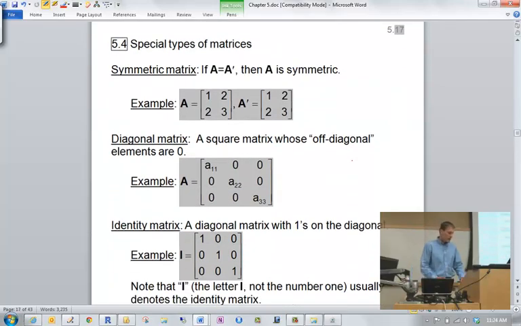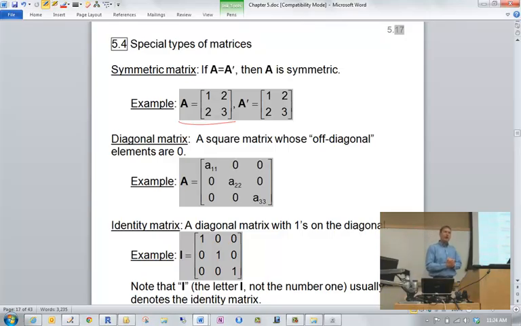Okay, so some special types of matrices will pop up now and then again. We can talk about a symmetric matrix. That just means that if you have a matrix A, you take the transpose of it, and it's exactly the same as it was before, it's called a symmetric matrix. So for example, here's this matrix A, take the transpose of it, meaning, again, the rows become the columns. Obviously, you get exactly the same thing back.